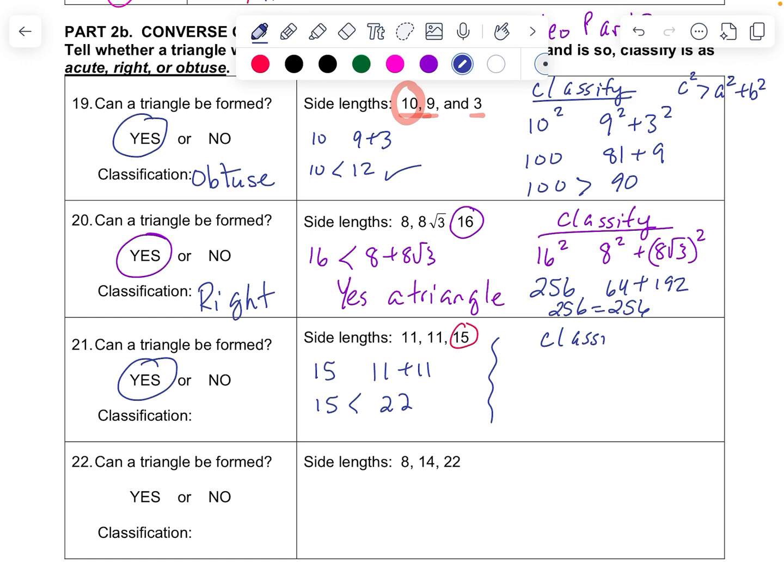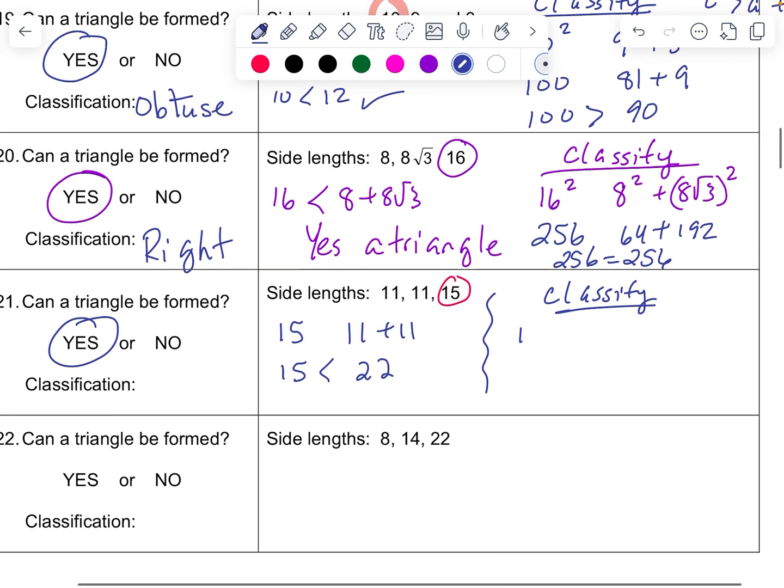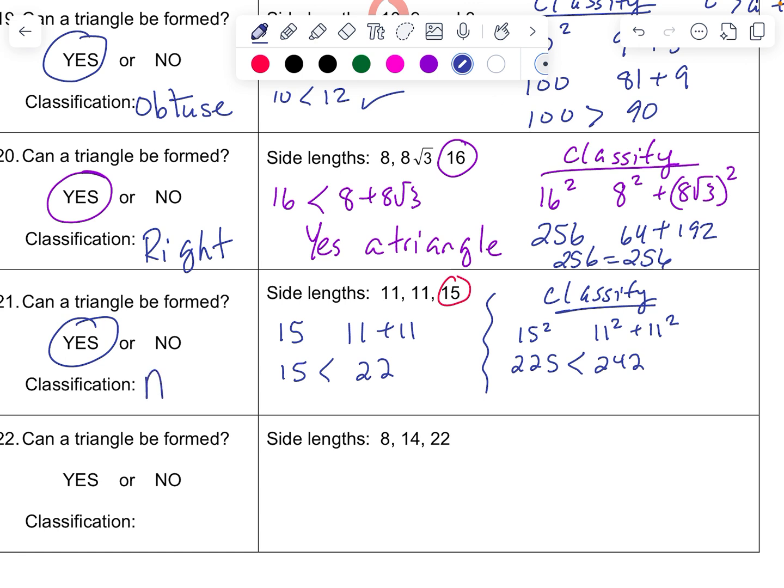Okay, now we're going to classify it. All right, I'm going to square 15, and then I need to do 11 squared plus 11 squared. So 15 squared is 225, and then 11 squared plus 11 squared is going to give you 242. So you can see here that adding the two legs together after squaring them gives the larger number. So that means you have an acute triangle.